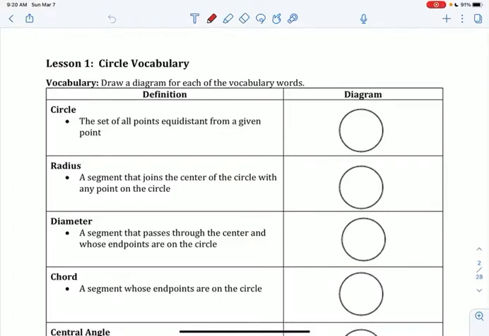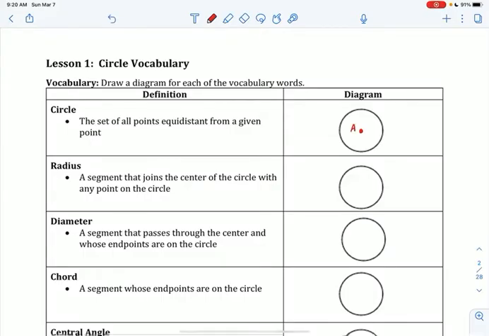Hi everybody, this is lesson 1 of circles. So we're going to go through some definitions here. First one is, what is a circle? A circle is a set of all points equidistant from a given point. That given point has to be the center of the circle.